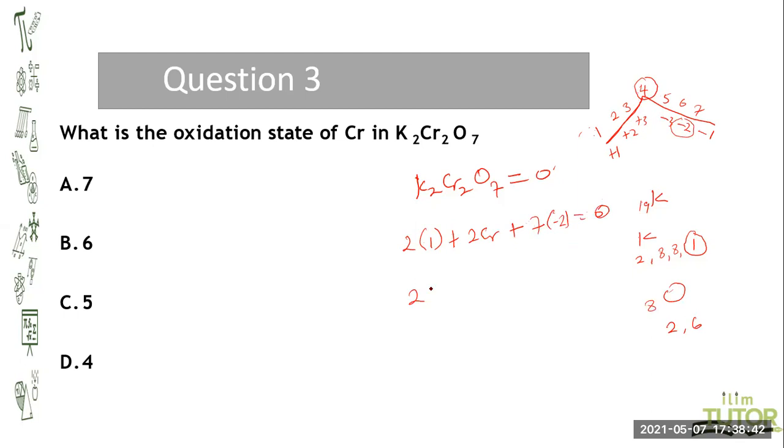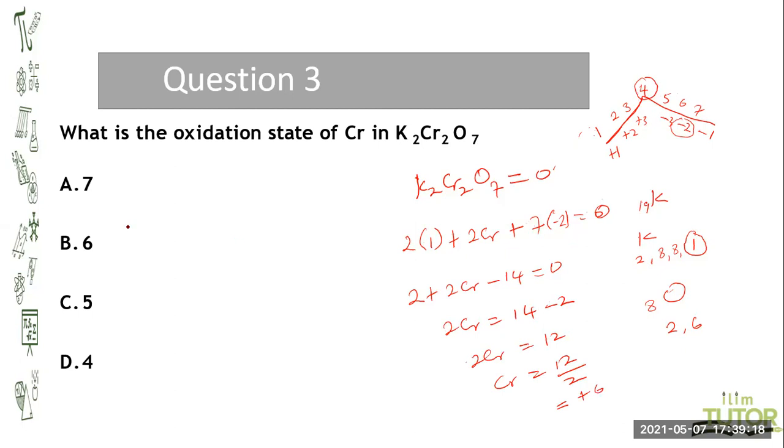So this is 2 plus 2Cr minus 14 equals 0. Then I can now say 2Cr equals 14. Of course, this crosses to the other side because positive becomes -2. So I'm having 2Cr equals 12, and Cr will be 12 divided by 2 because we are dividing by the coefficient. So I'm having +6.